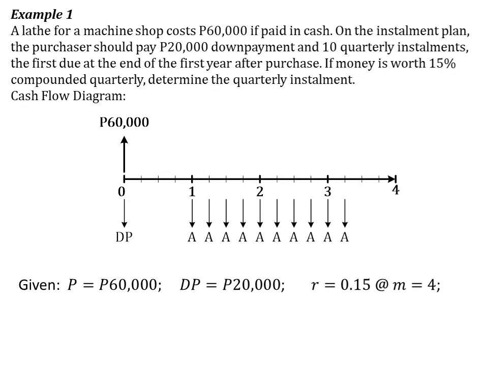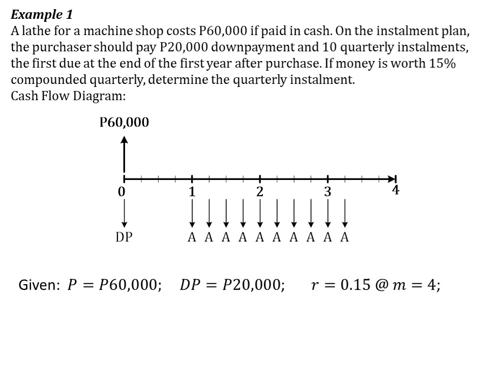Example 1. A lathe for a machine shop costs 60,000 pesos if paid in cash. On the installment plan, the purchaser should pay 20,000 pesos down payment and 10 quarterly installments, the first due at the end of the first year after purchase. If money is worth 15% compounded quarterly, determine the quarterly installment.